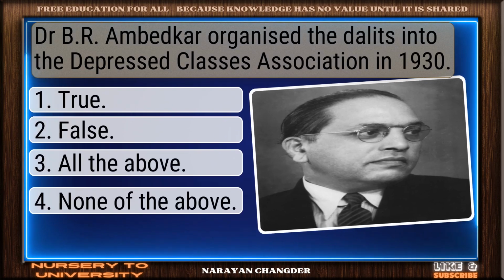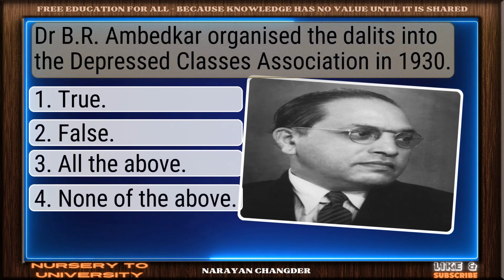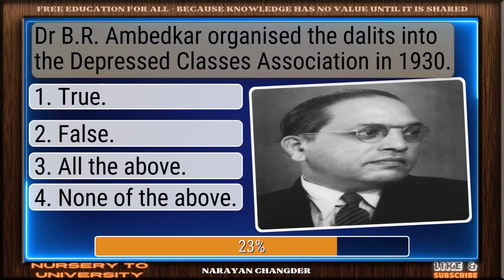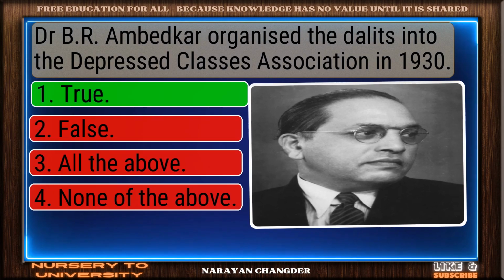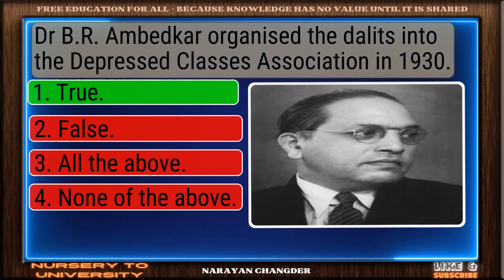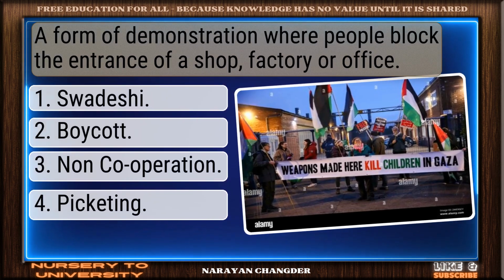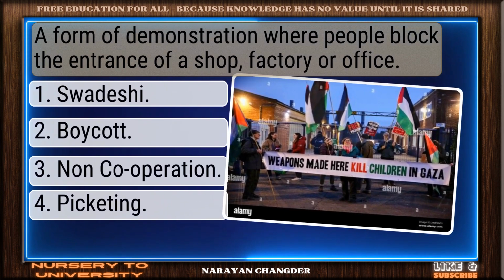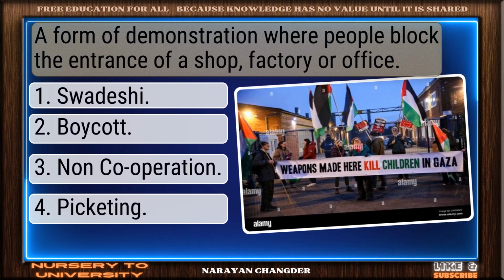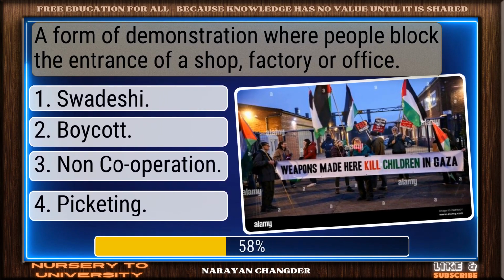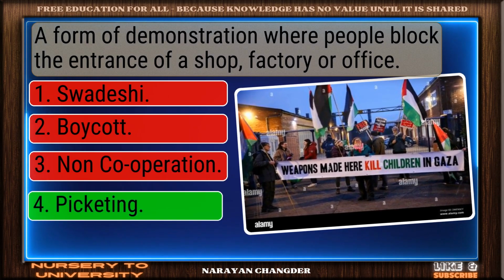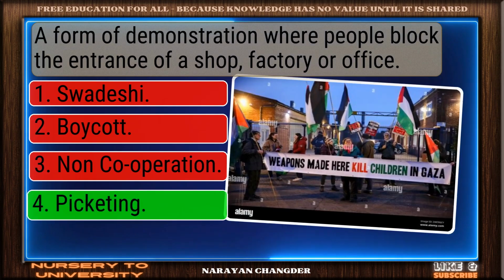Dr. B.R. Ambedkar organized the Dalits into the Depressed Classes Association in 1930. Nice selection. True is correct. A form of demonstration where people block the entrance of a shop, factory, or office. Right again. Picketing is valid.